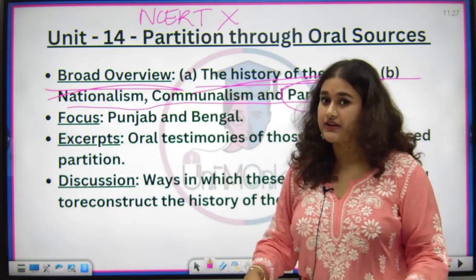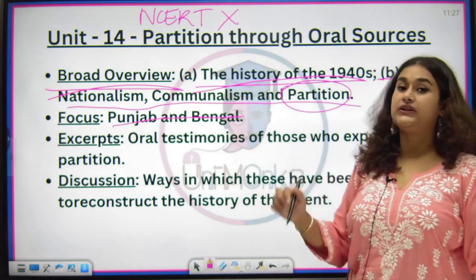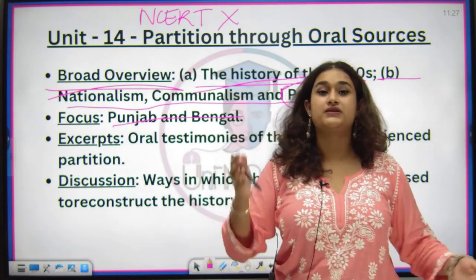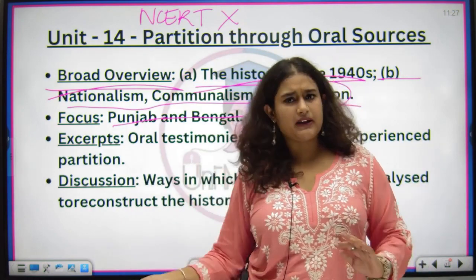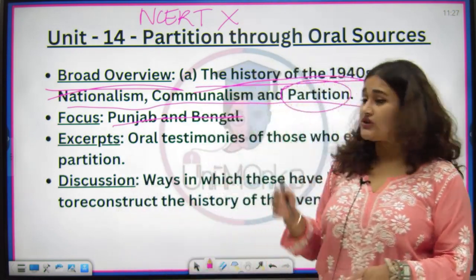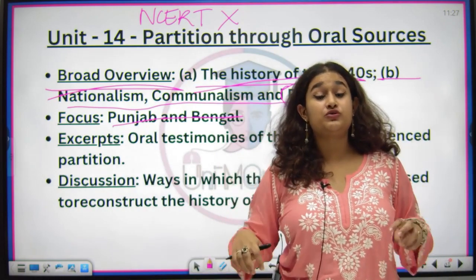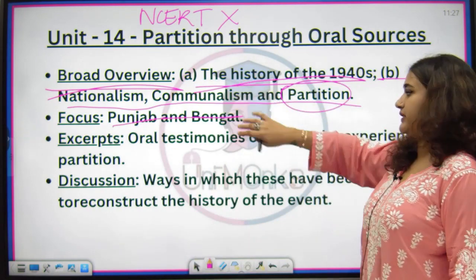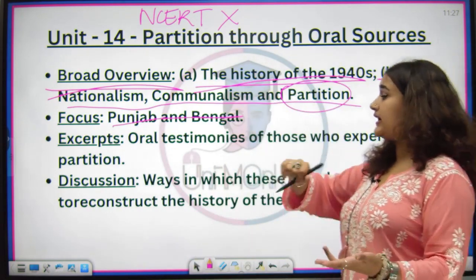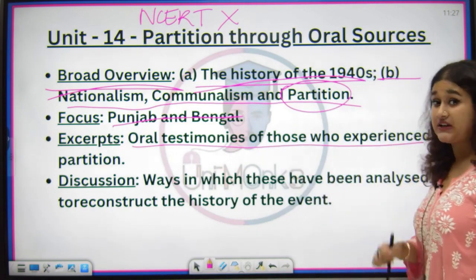The focus is going to be on two places, Punjab and Bengal. We know these two were the most hard hit places. Bengal right beside Bangladesh, at that time East Pakistan, and Punjab right beside West Pakistan. So these two places were the most hard hit, and that is why we're going to focus on these two places. Number three, the excerpts will be from oral testimonies of those who experienced the partition.